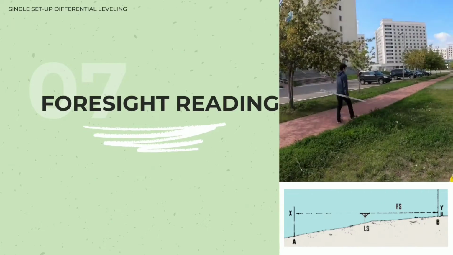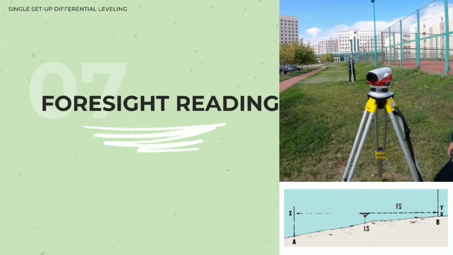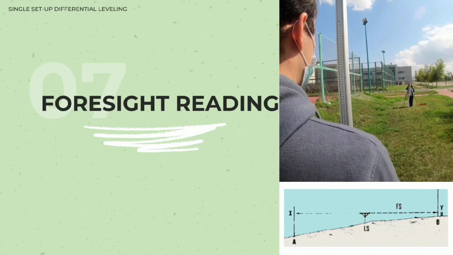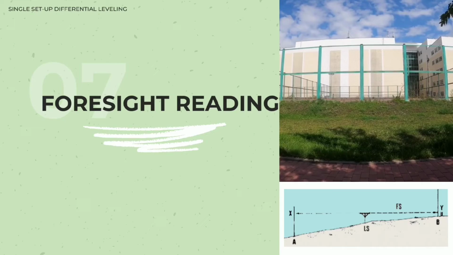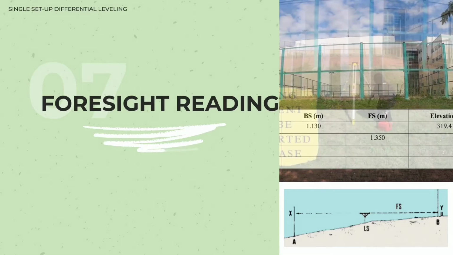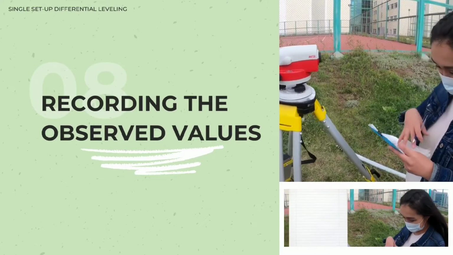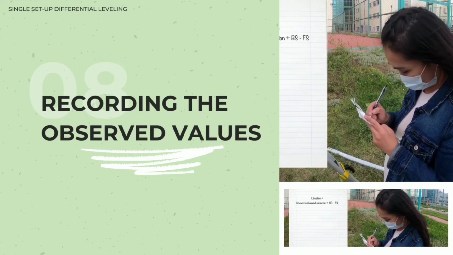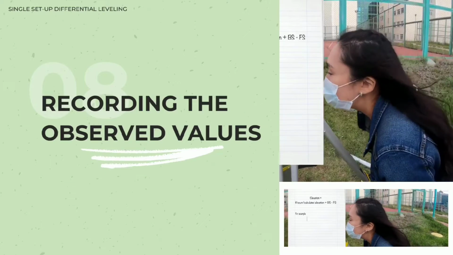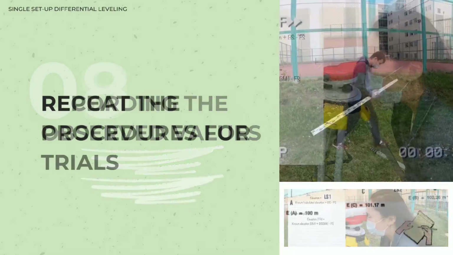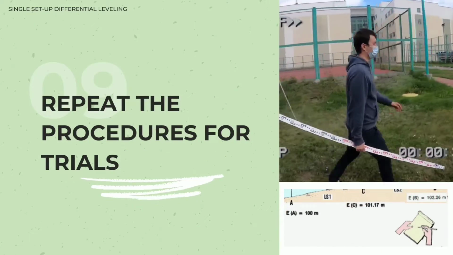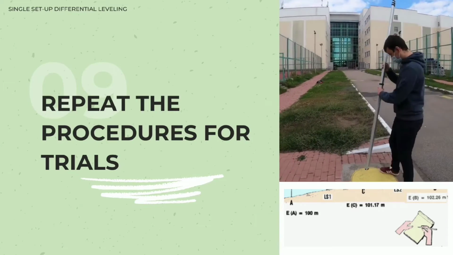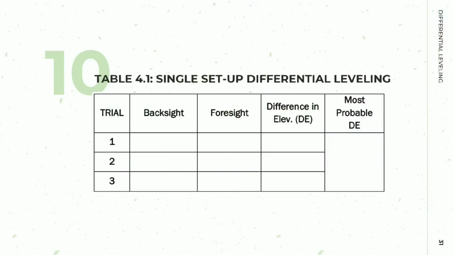Seventh, take the foresight reading of the leveling rod and again, the reading must be done up to the accuracy of a millimeter or thousandth of meter. Eighth, after recording the observed values, compute the difference of the readings to determine the difference in elevation between benchmarks. Then, repeat procedures 1 to 8 for the second and third trial. Tabulate the data in Table 4.1, Single Setup Differential Leveling.